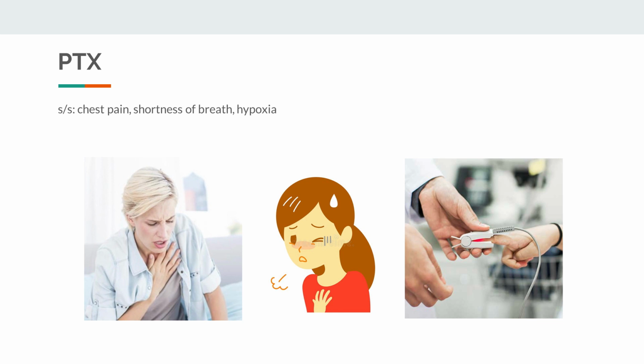Pneumothorax patients will come in complaining of chest pain and shortness of breath. They will also be hypoxic or have low oxygen saturation. All of these symptoms make sense since the collapsed lung won't be able to expand and participate in gas exchange.